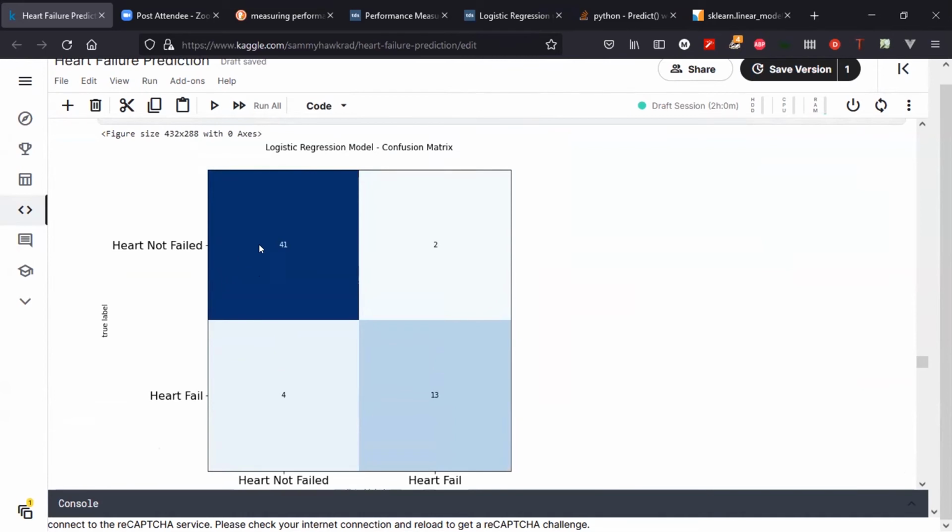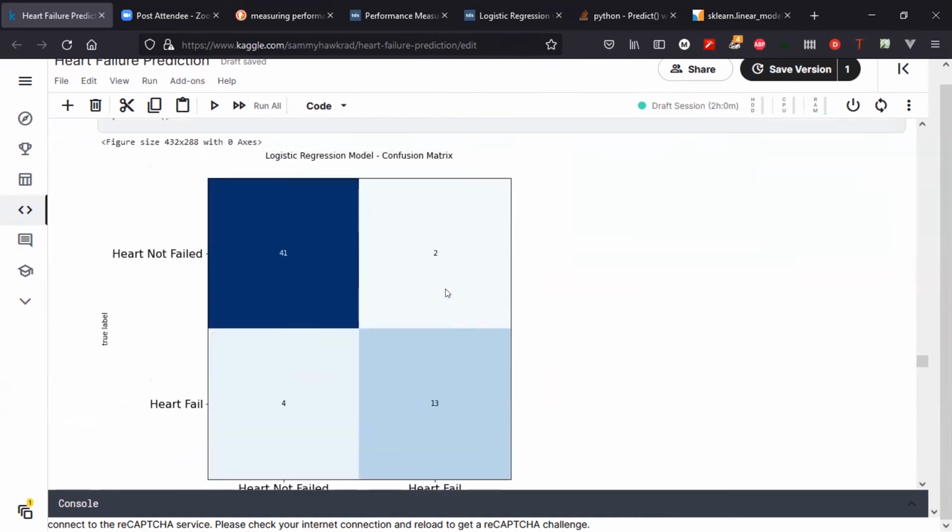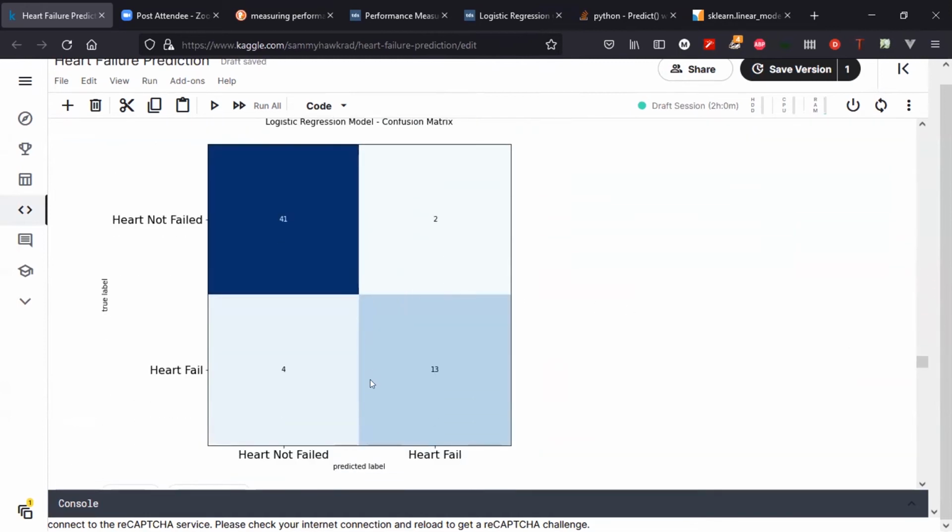And for 41 of the results, where the heart did not fail, it predicted correctly that the heart did not fail. So down here shows our predicted label, and on the left shows the true label.